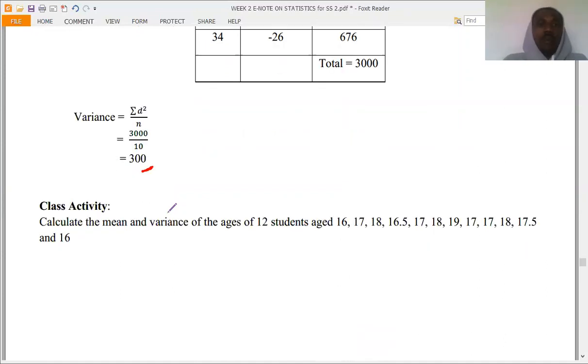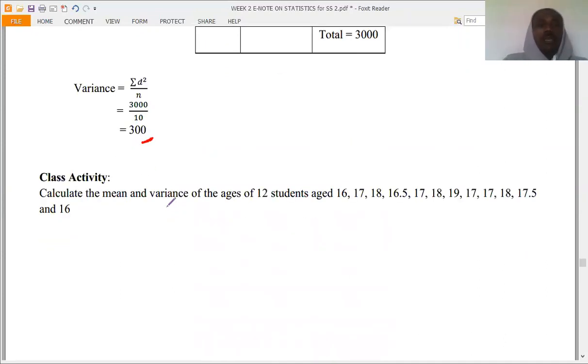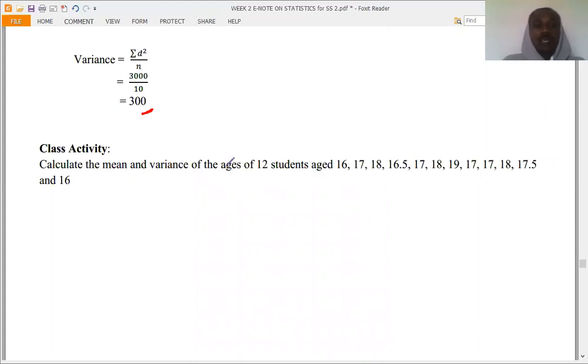Here is another class activity. Calculate the mean and variance of the ages of 12 students aged 16, 17, 18, 16.5, 17, 18, 19, 17, 17, 18, 17.5, and 16. Pause, solve, and submit privately.